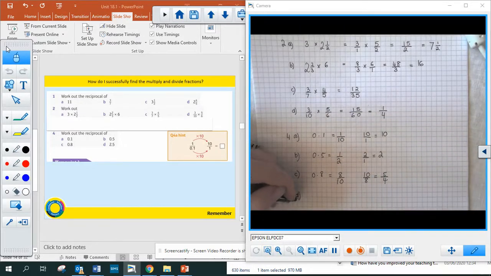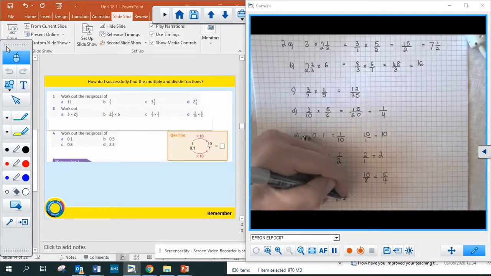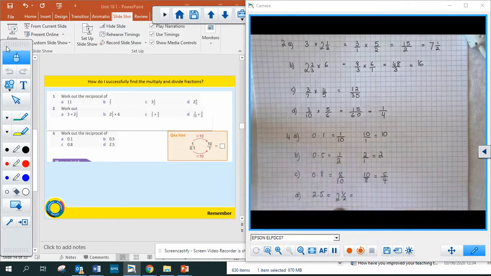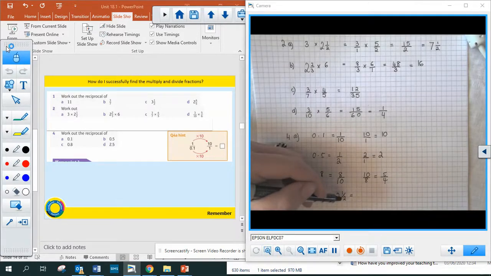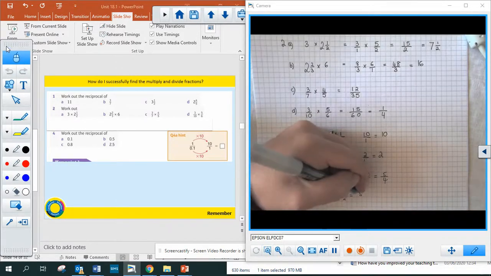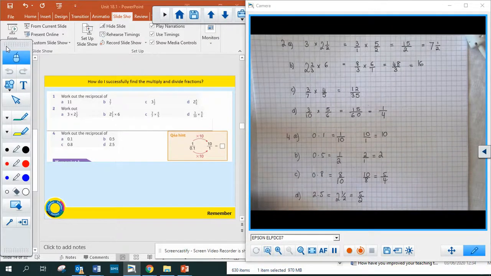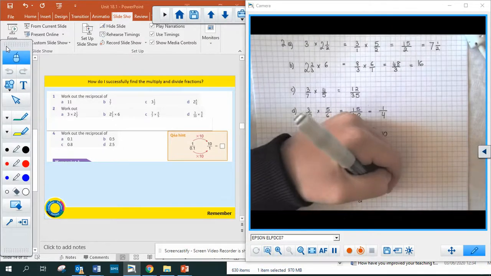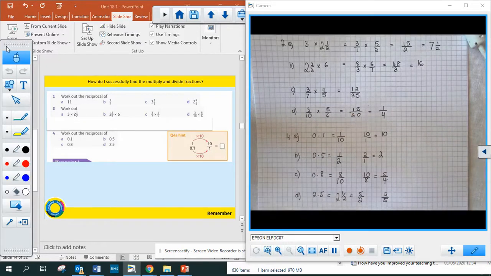Okay, so part D, 2.5. Okay, you could have first said, well, 2.5 is 2 and a half. And if I transfer it from a mixed number to an improper fraction, 2 times 2 is 4, plus 1 is 5. It's 5 over 2. Then I flip it to find my reciprocal, which is 2/5. So 2/5 is your final answer there. Okay, well done if you did that. That's brilliant.